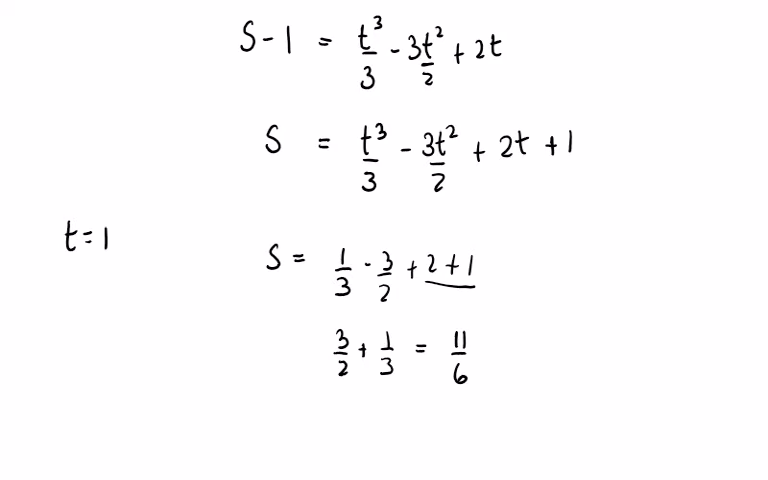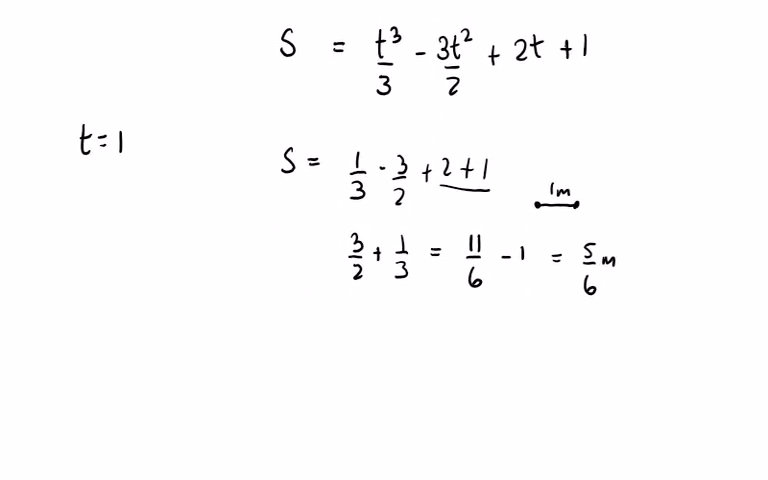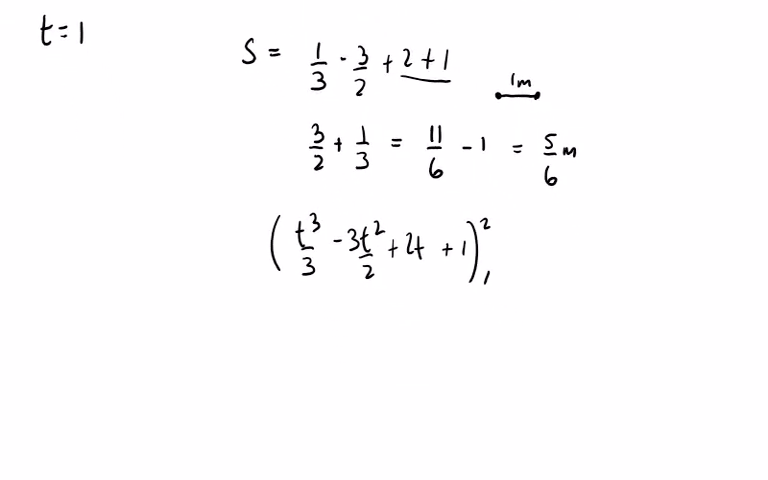Now it started at 1, so we imagine here there was a 1 meter, so we need to take away 1, and it will have travelled 5 over 6 meters because it's at 11 over 6 at that point. So we do the interval between 2 and 1, with t cubed over 3 minus 3t squared over 2 plus 2t plus 1. If we imagine this interval on its own, we've already got t equal to 1, which is 11 over 6.